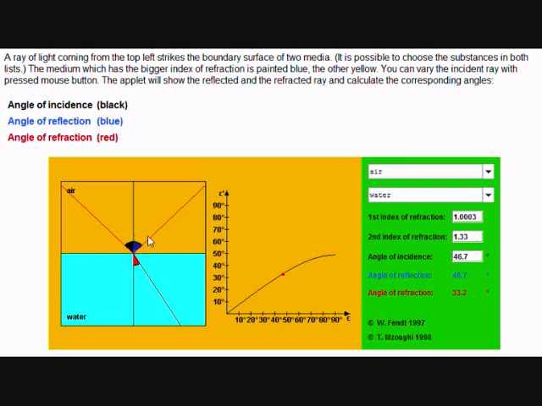The angle between the normal and the reflected ray is called the angle of reflection, and these two should be the same. If we look to the right over here, we've got black and blue, and yes, 46.7 is the incident angle and 46.7 is the reflected angle. Those two are the same, and that's the rule with reflection, that the incident and reflected angles are exactly the same.